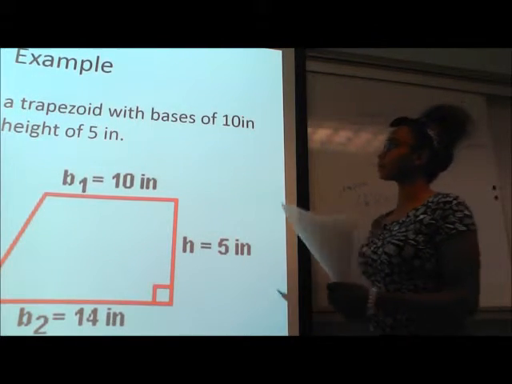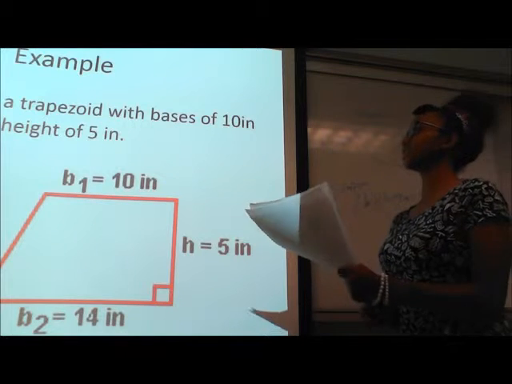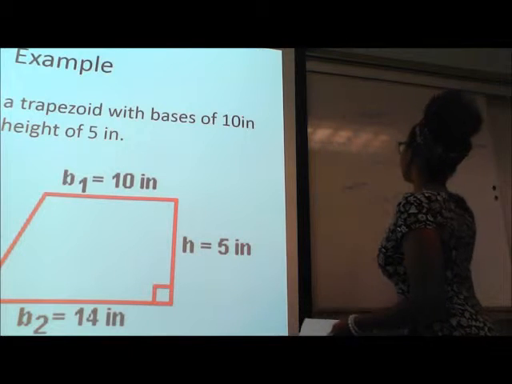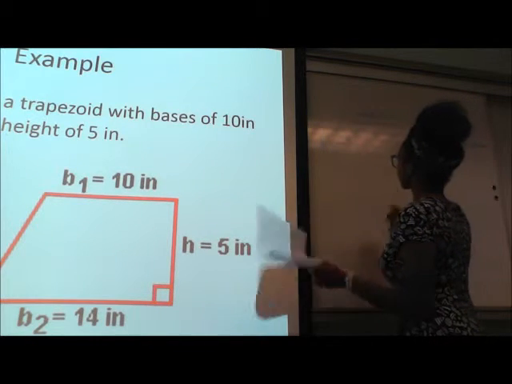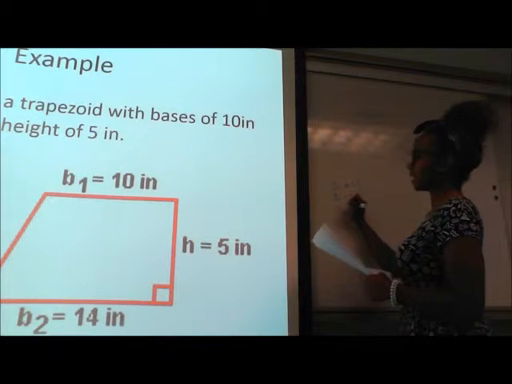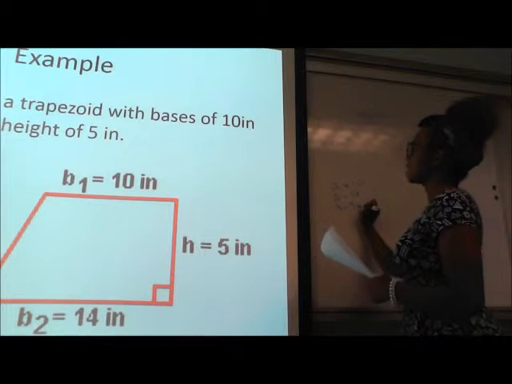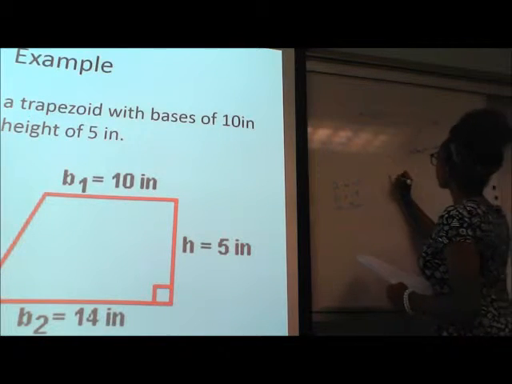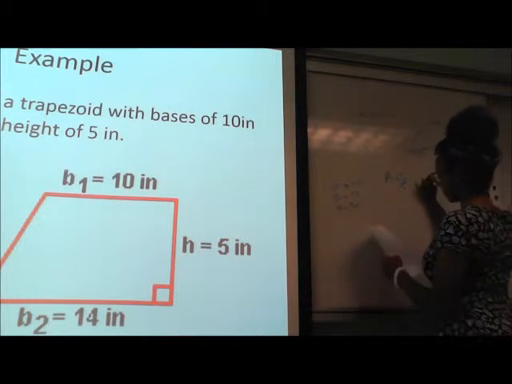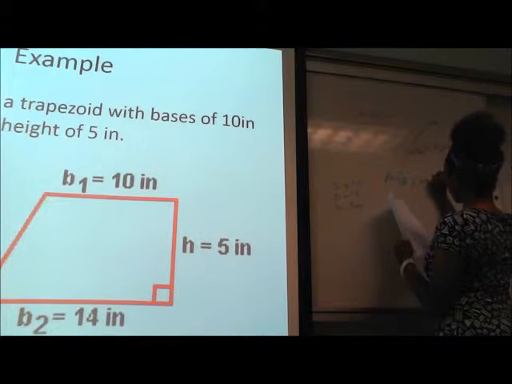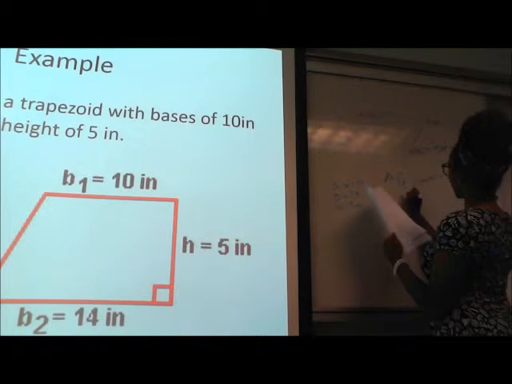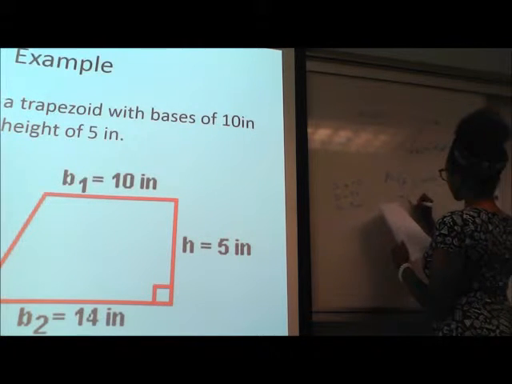So here you have find the area of a trapezoid with bases of 10 inches and 14 inches and a height of 5 inches. So your A will equal 10. Your B will equal 14. And your height, of course, is 5 inches. So now you plug into your formula, which is A equals 1/2 times 10 plus 14 times 5. But order of operations, you're going to handle your parentheses first.